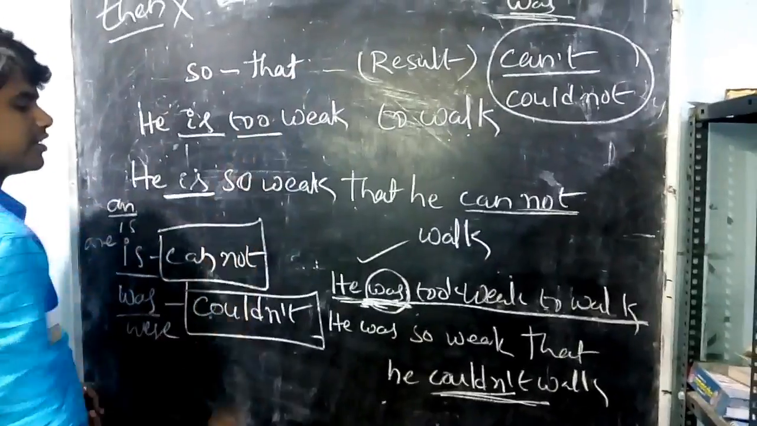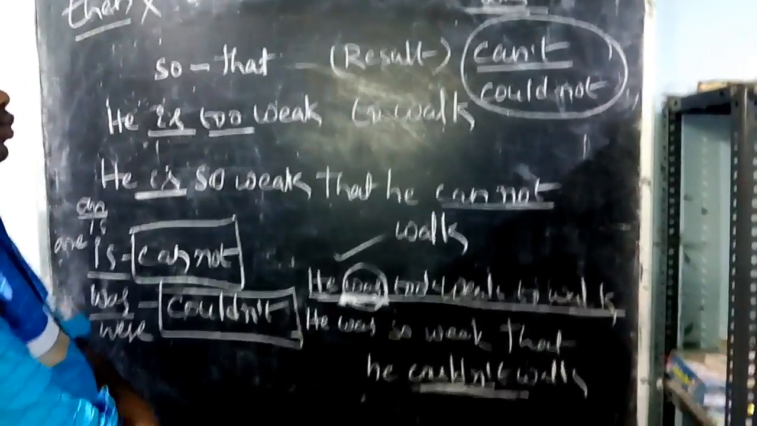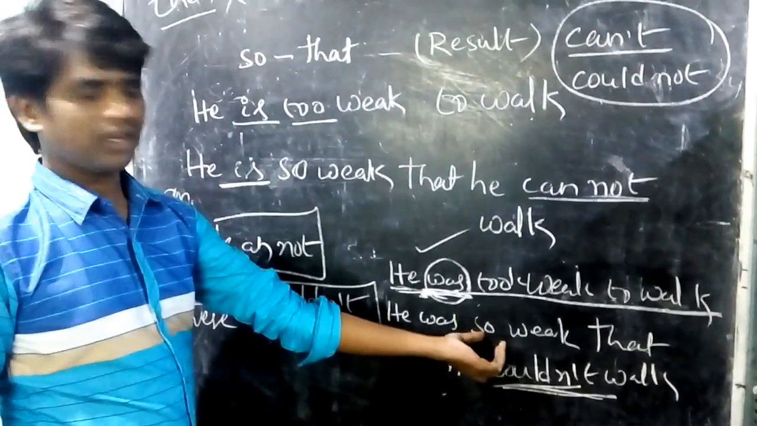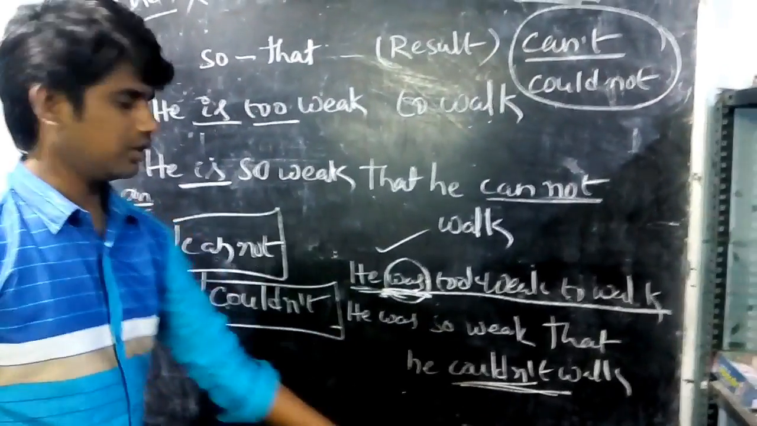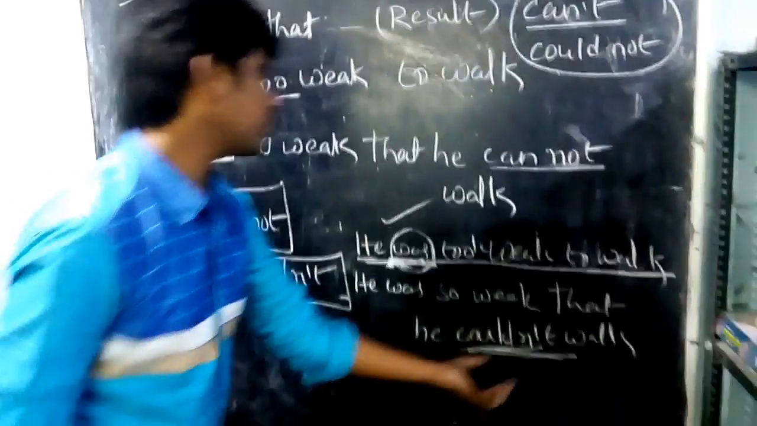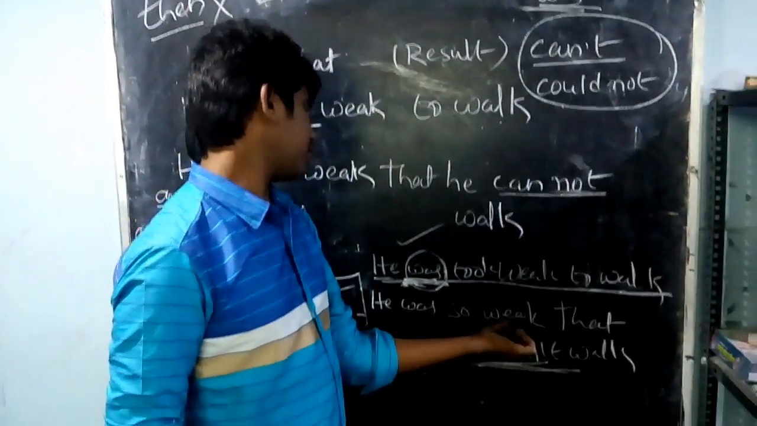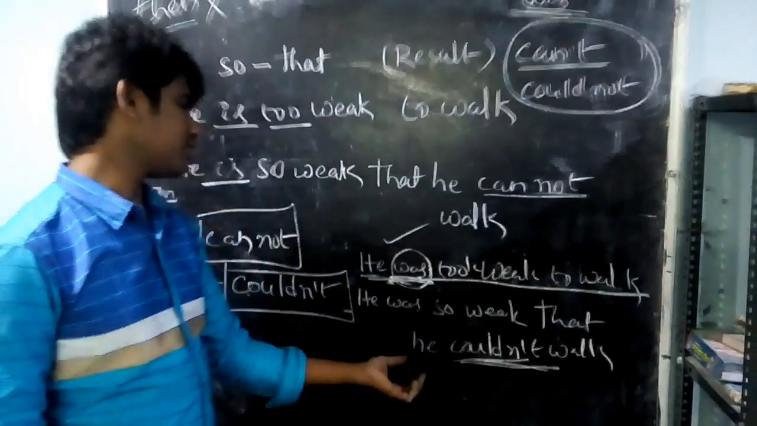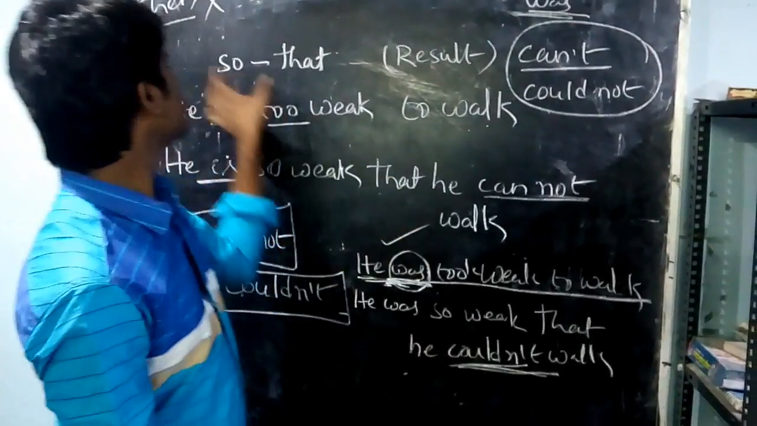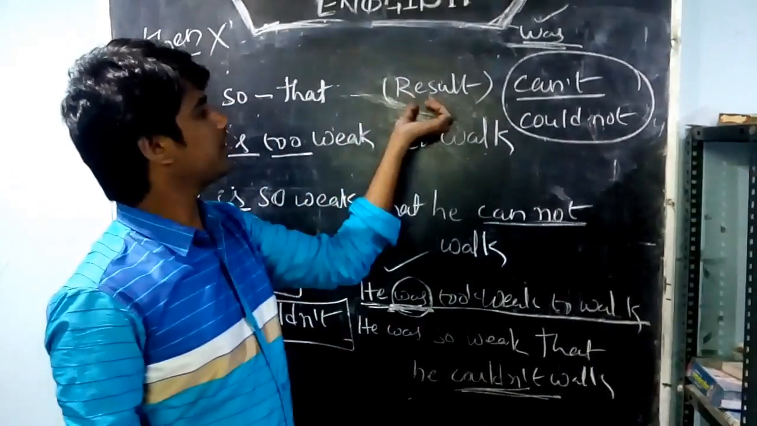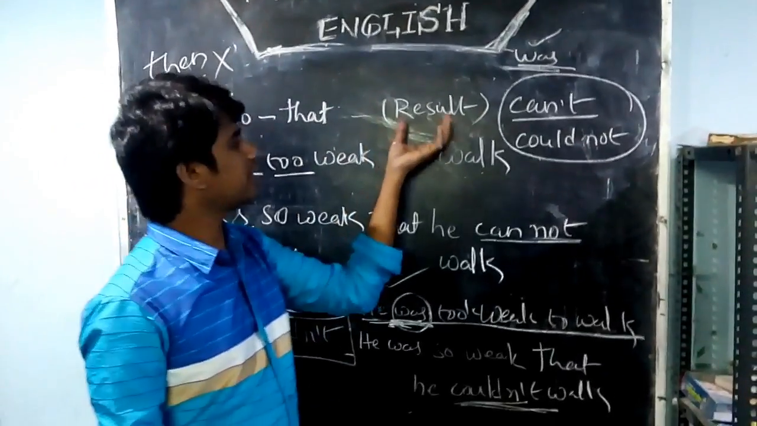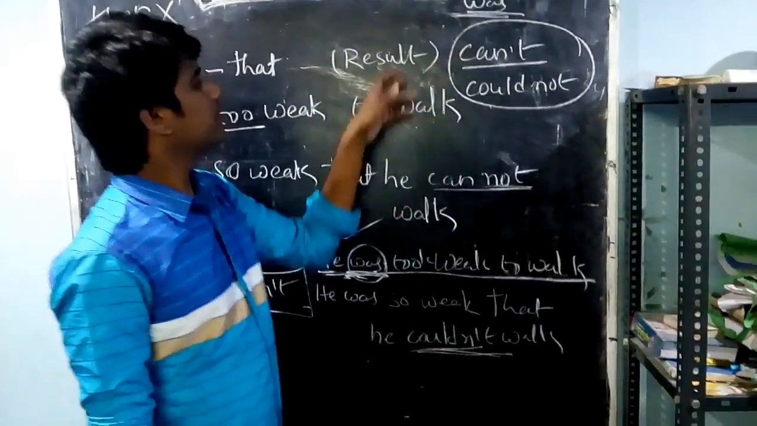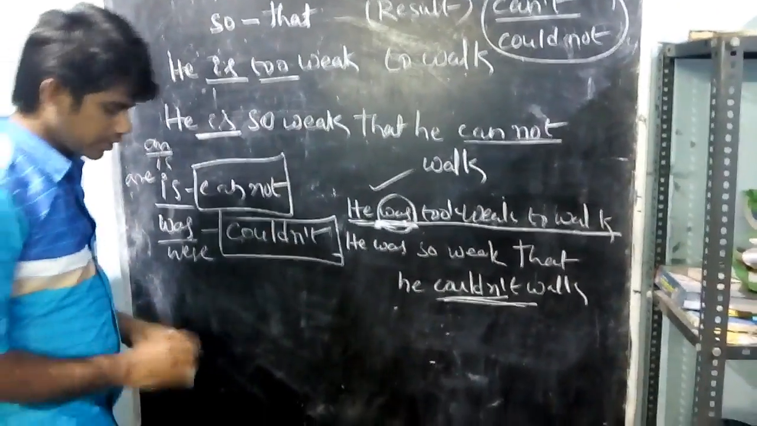So "can" is expressing the result. He was too weak to walk. He was so weak that he could not walk. The result: it was due to the weakness, he could not walk. The result is couldn't walk. So by this we can understand that "so that" is telling about the result.